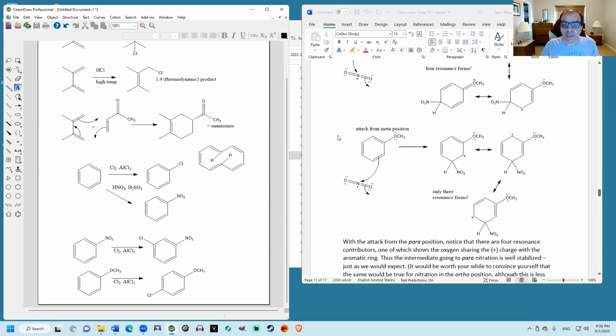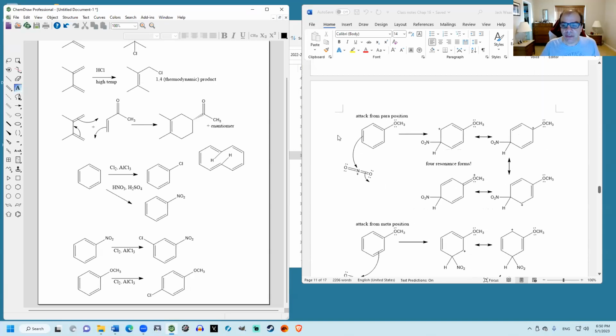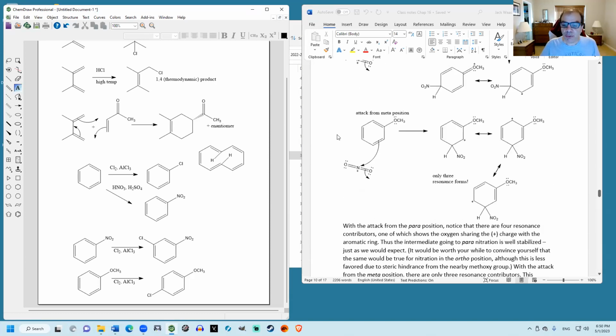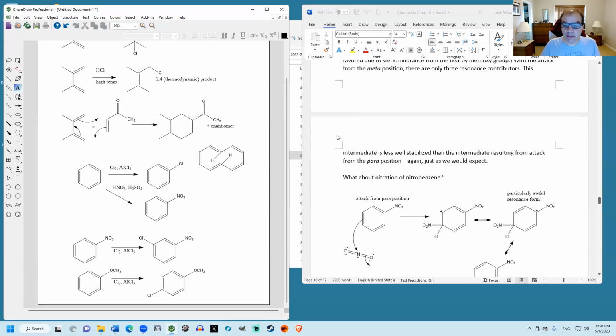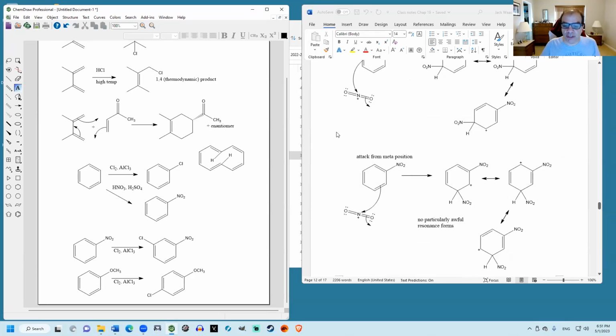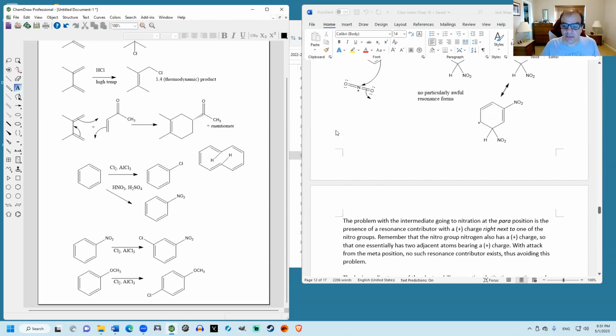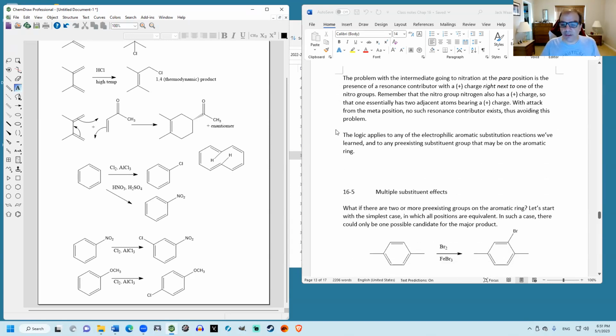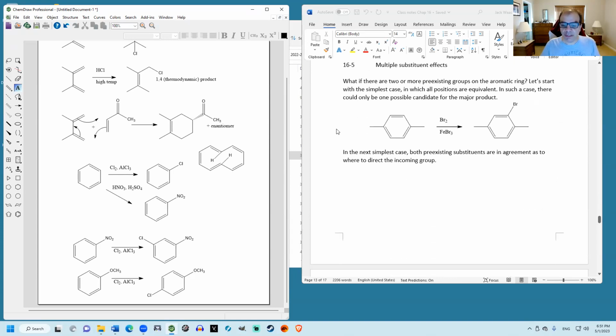These are not mechanisms. This is explaining why ortho-para-directing groups are ortho-para-directing, and why meta-directing groups are meta-directing, which we talked a fair bit of theory on. And lastly, we ended up with multiple substituent effects.